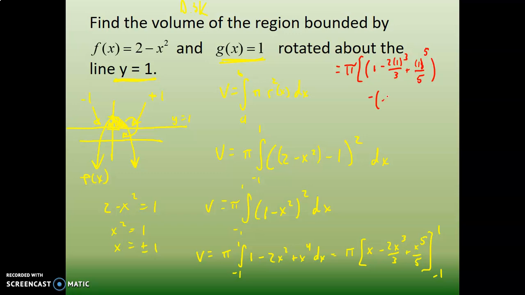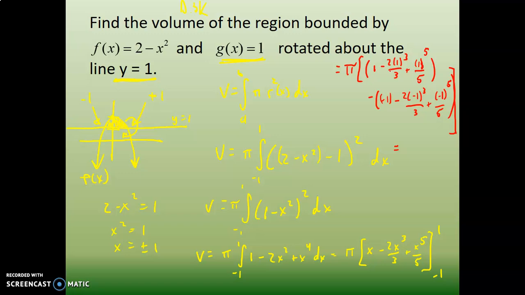minus, and then everything with a negative 1. So negative 1 minus 2 times negative 1 to the 3rd over 3 plus negative 1 to the 5th over 5. Now I have to plug in 1 and negative 1 before I can stop. So if this was a non-calculator question, I could now stop at this point. I would keep simplifying to practice.